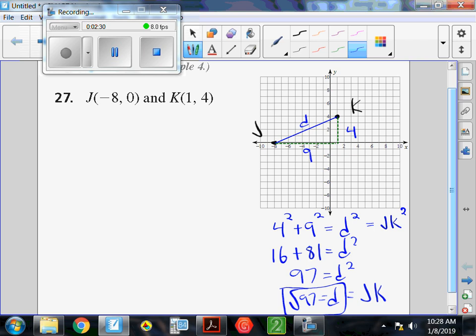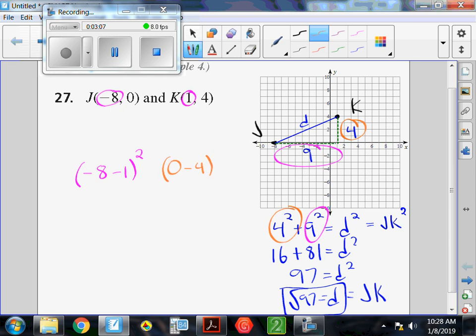If I do this with the distance formula, which is the same idea, I'll show you that the 9 that we got on the graph by counting from -8 over to 1 is the same thing I'll get if I take the x values, -8 minus 1. That gives me -9. So -8 minus 1 squared, just like we squared the 9 in the Pythagorean theorem. We took 9 and squared it. The 4 for the vertical component was squared as well. The 4 comes from 0 minus 4 squared.